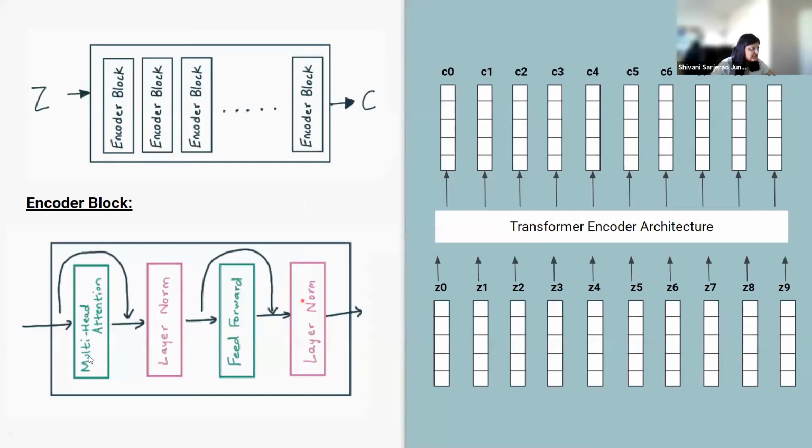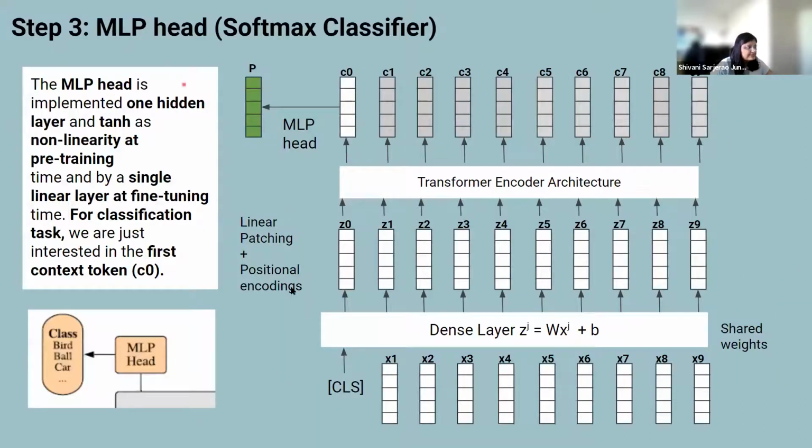Once we have this d-dimensional output, this output will be then passed to a normalization layer and again a feed-forward network and again a normalization layer. And this entire block is repeated multiple times throughout the network, throughout the transformer encoder architecture. Once the entire Z vector is passed through the transformer encoder architecture, we'll get our context vector C. Once we have our context vector, we'll come to the final stage of our architecture, wherein we are only interested in the context token C0. For classification purposes, we are just interested in this C0 context token.